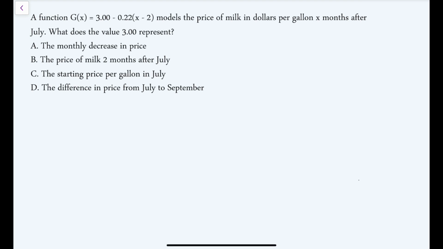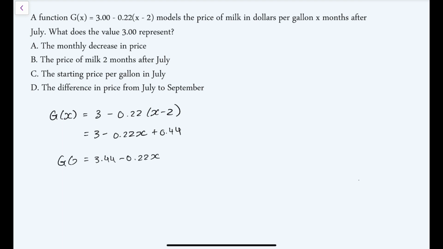So we could approach this 2 different ways. We could play around with the original equation. For example, let's expand it to understand what's going on. So 3 minus 0.22x plus 0.44 is equal to 3.44 minus 0.22x.